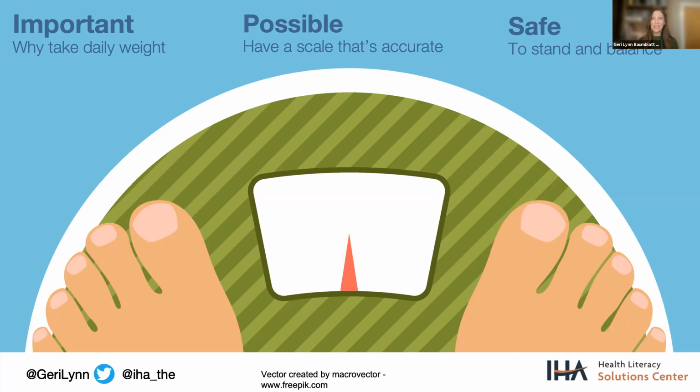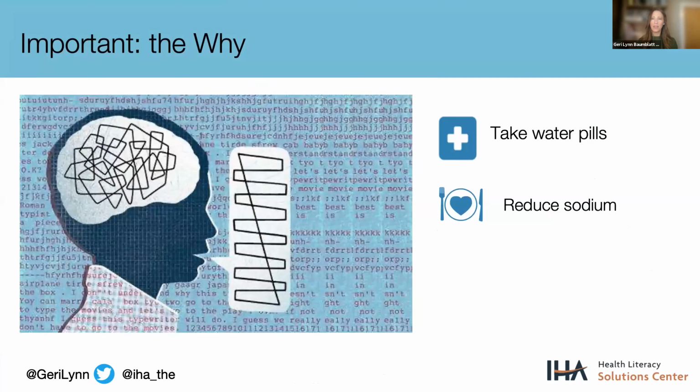And then, is it possible for them to do this? Do they even have a scale at home? Is it sensitive enough to pick up small weight gain? And then safety, is it even safe for them to stand on this scale and look down and try and read it? Or are they a fall risk? Is it unstable? Do they have a safe place to put it? So these things sound simple, but if we're not looking into these and helping people think about them, they're going to get home and realize that they can't even do something, even if they understand why they're supposed to do it. And that why is so crucial.